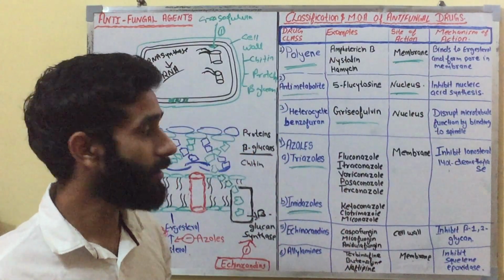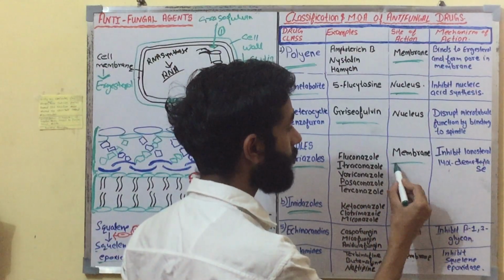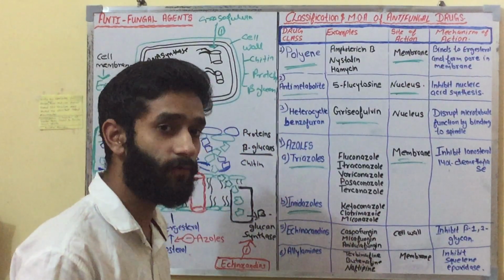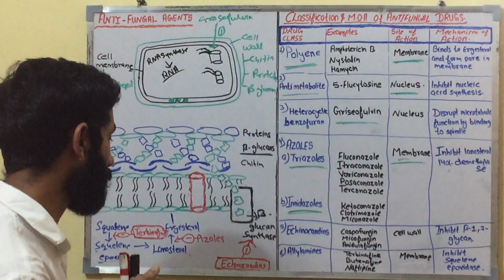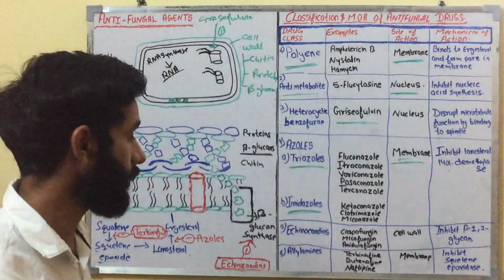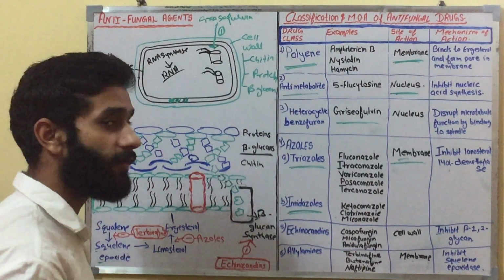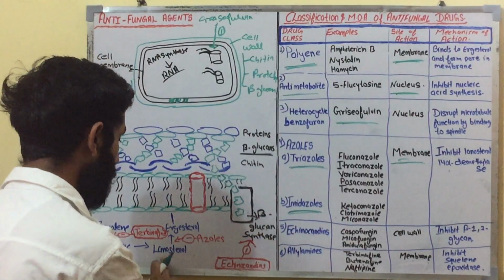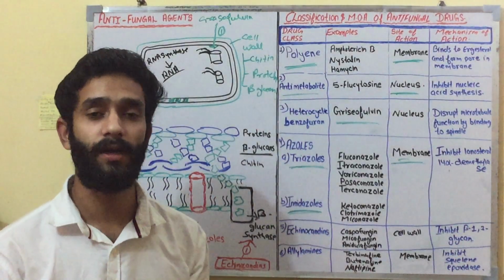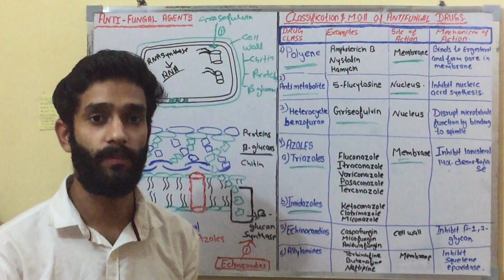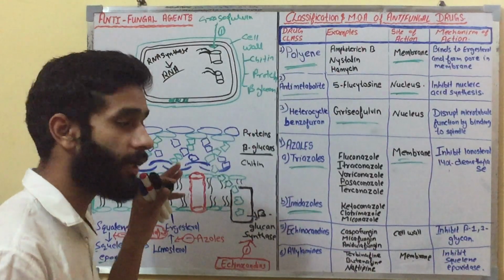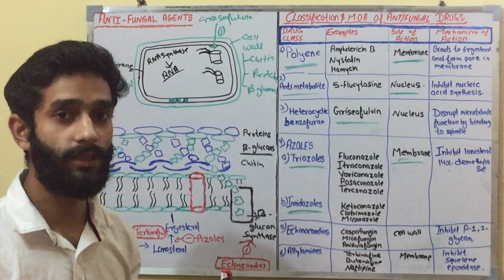And the site of action of the azoles is the membrane. They act on the membrane. They inhibit the 14-alpha demethylase enzyme, which helps convert lanosterol into ergosterol, which is the main component of the cell membrane. So these azole drugs bind with the 14-alpha demethylase enzyme and inhibit the conversion of lanosterol into ergosterol, which is the important component of the cell membrane.